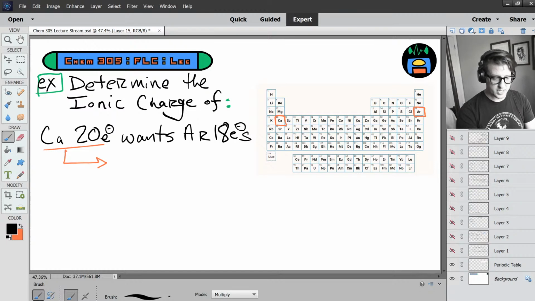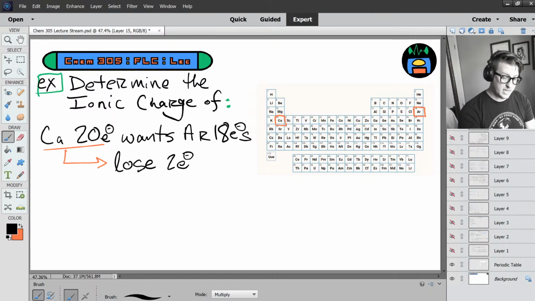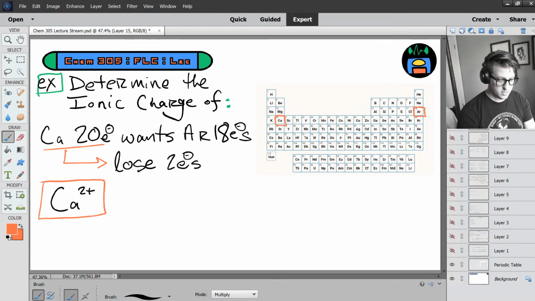So calcium, 20 electrons. It wants argon's stable 18 electron configuration, so it needs to lose 2 electrons in the process. When it does, if you lose 2 negative charges, you're going to be left with 2 positive charges. And so calcium will develop an ionic charge of positive 2.